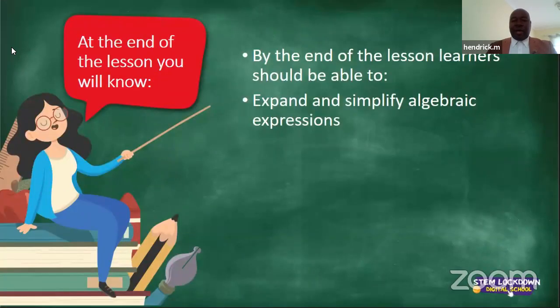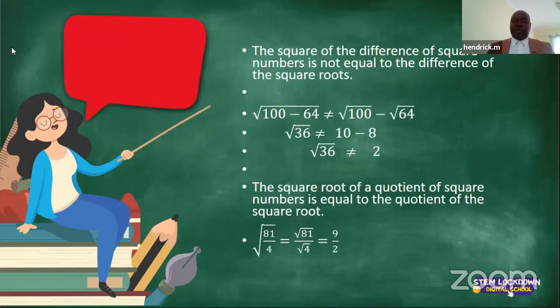Today we are carrying on with our algebraic expressions, as we did yesterday. But before we carry on, I just want us to finalize the square roots. As we started yesterday, note that the square root of the difference of square numbers does not necessarily translate to the difference of the square roots. For example, the square root of 100 minus 64 should never be misconstrued with the square root of 100 minus the square root of 64.